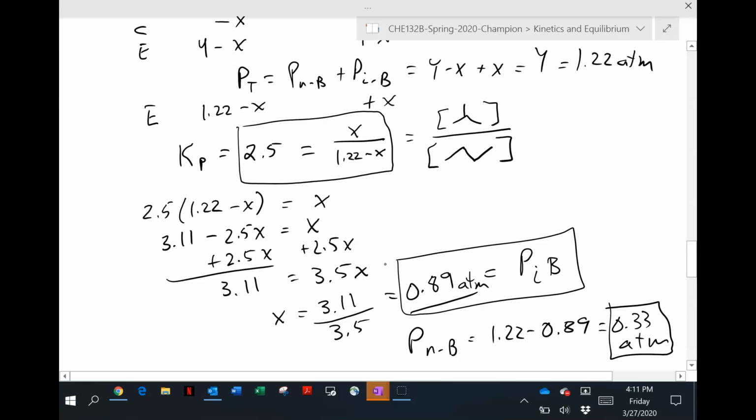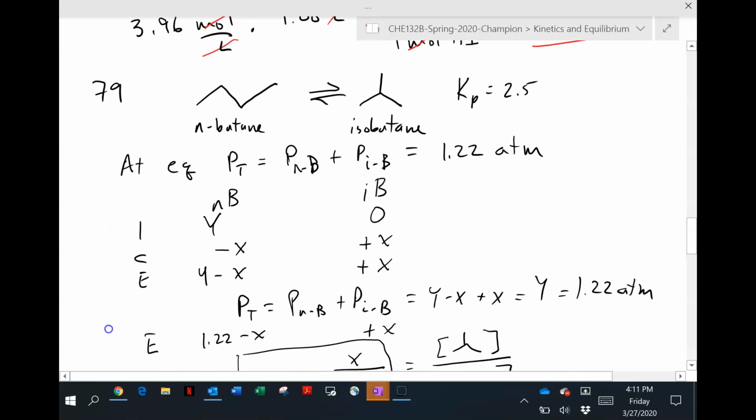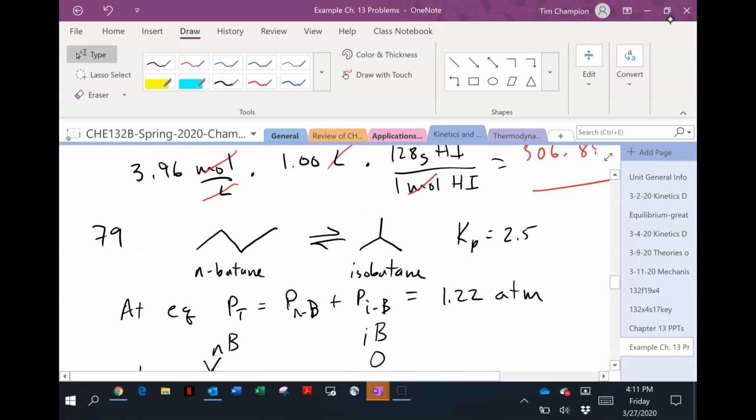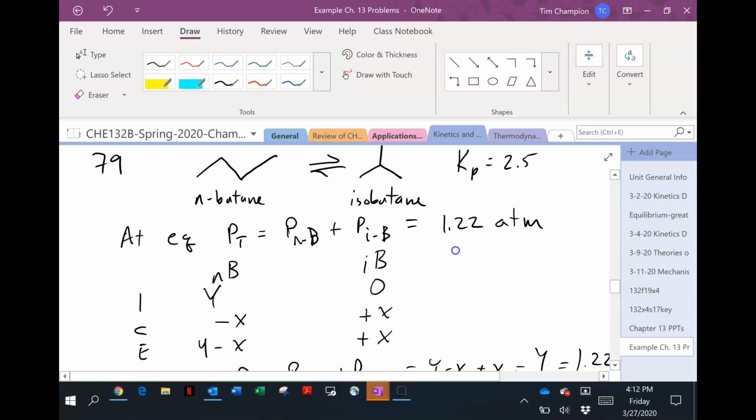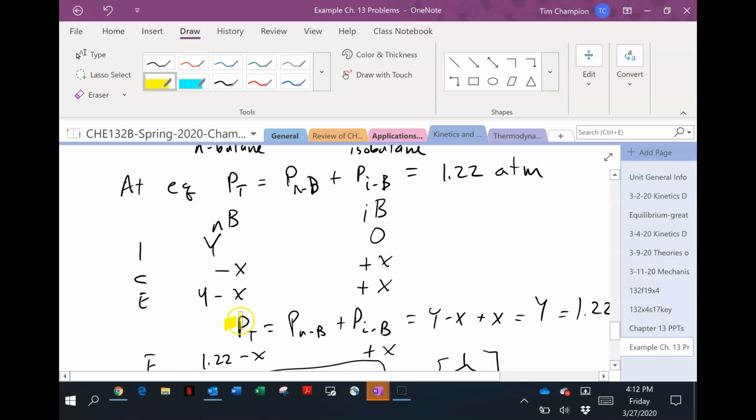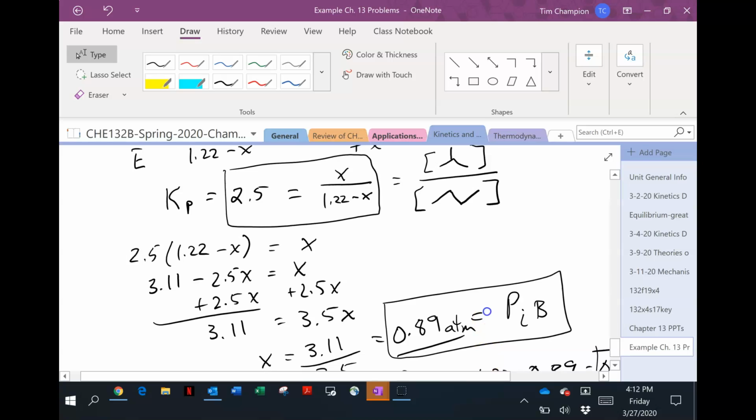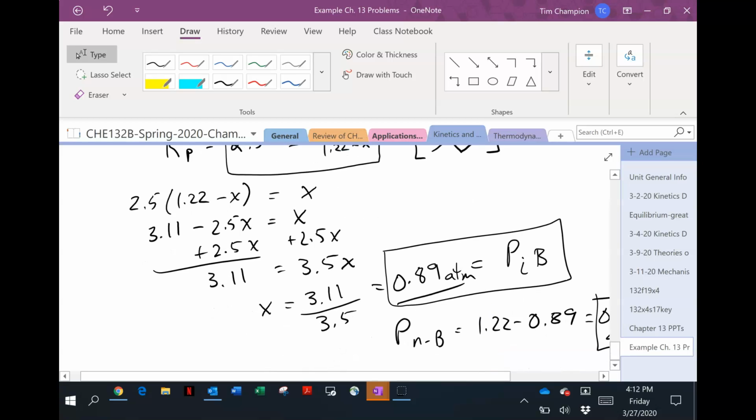A little harder problem. You had to go back up here and recognize that you could establish a relationship: the total pressure was the sum of the N-butane and isobutane. If we made an assumption about an initial value y, we wound up with a really simple equation, figured out what that value was, and then plugged that in and followed the algebra. Again, no individual step is hard. What's tricky is putting all the pieces together. All right, I hope those helped.